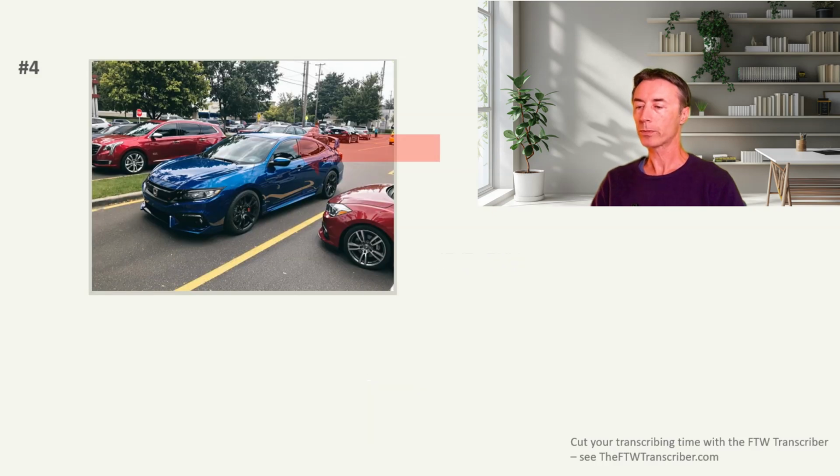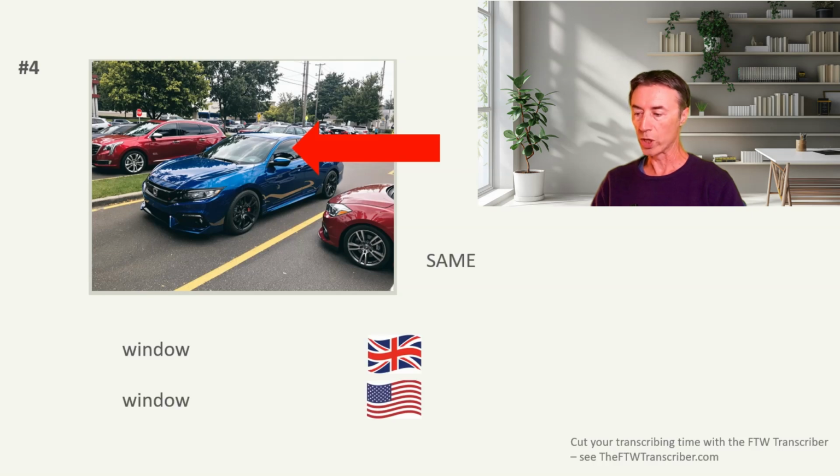Number four, the glass on the side of the car. Same word in Britain and America, or different? Same. It's called a window in Britain and America. And a window, by the way, is a very old Viking word meaning wind eye. In other words, a hole in the side of a house where the wind could come in. So every time you talk about Windows 10 or something, then you're using an old Viking word.